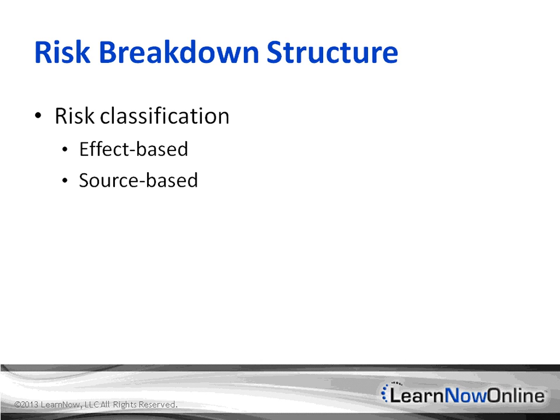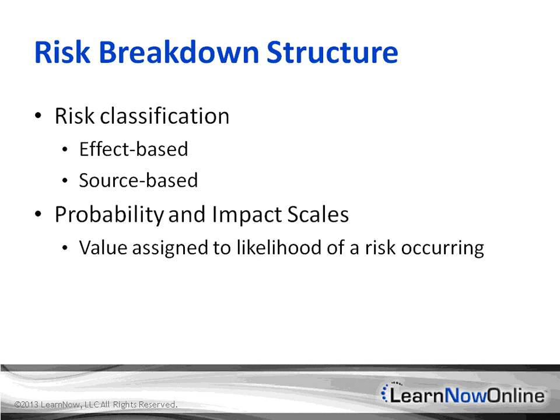We can also have a source-based risk classification, and it is a method of analyzing risk in terms of its origin. Sources may be internal or external to the project, as well as technical, non-technical, industry-specific, or generic. We also have probability and impact scales. A probability scale is a graph showing the assignment of values to the likelihood of a risk occurring. Probability scales are designed using a variety of values, such as linear, nonlinear, or an ordinal scale using relative probability values ranging from very unlikely to almost certain.